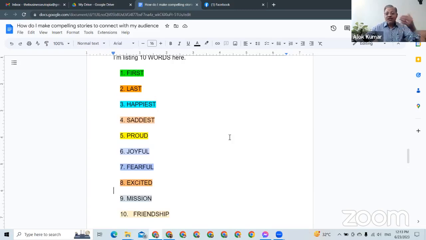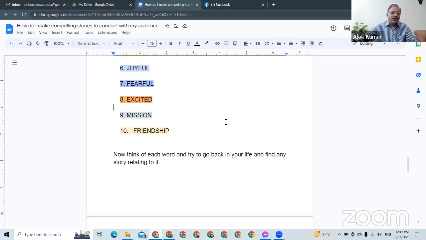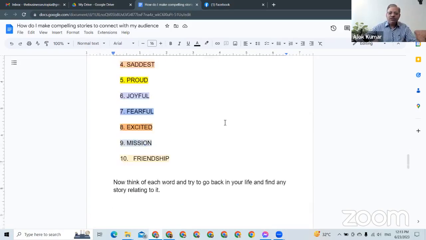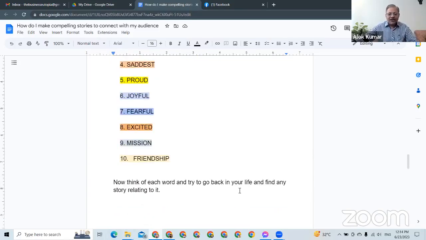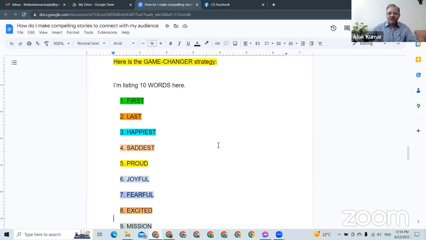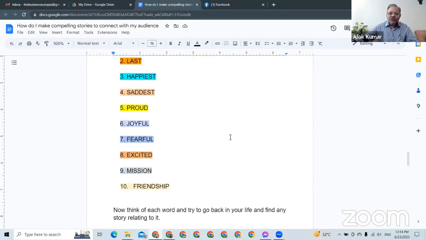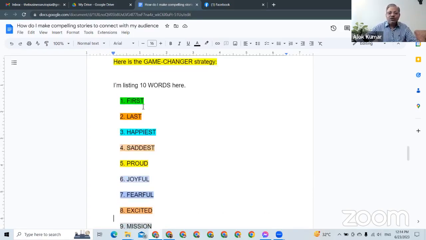Simple words, and you can create multiple words. Once you learn this concept, you can create multiple words on your own. Don't worry. These are not the only 10 words which I'm going to talk about. You have to create multiple other words as well, right? So here what I'm going to tell you is, now think of each and every word here. Let's say start with one word, first, right? And try to go back in your life and find any story relating to it. Did you get that? Take this word, go to your flashback, go to your memories, and see if you can have any story from your own life relating to this word.